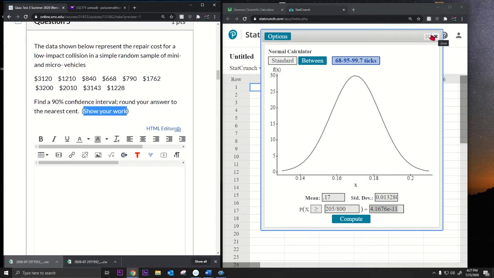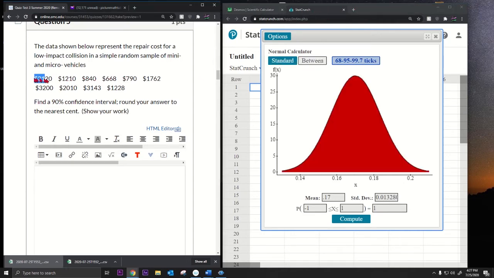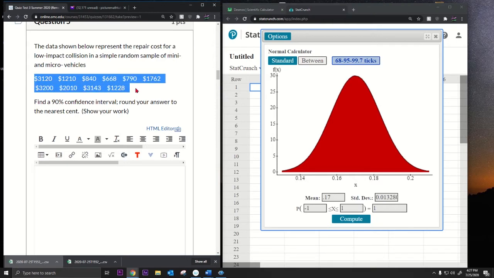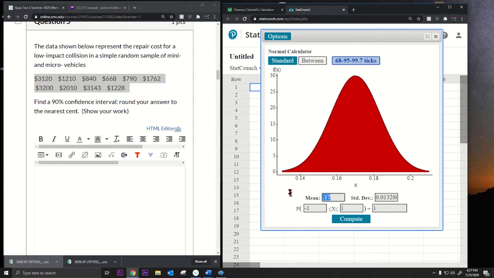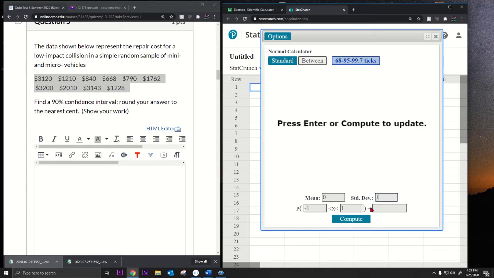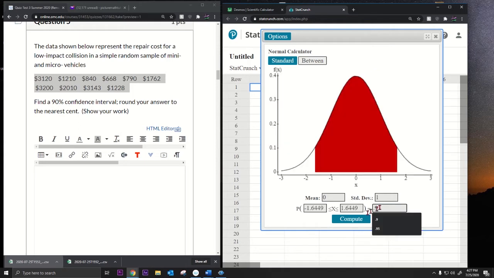So what I'm going to do is, now think about it, this is quantitative data. So I'm going to be using the normal distribution. I don't know the population standard deviation, so I'm going to have to rely on the sample standard deviation. First I'm going to get the critical value for the margin of error formula, so I'm going to go to between. I'm going to put 0 and 1 here. This is the critical value, so standardized score. And I'm going to put 0.9, and I get 1.6449. Okay, that's my critical value.